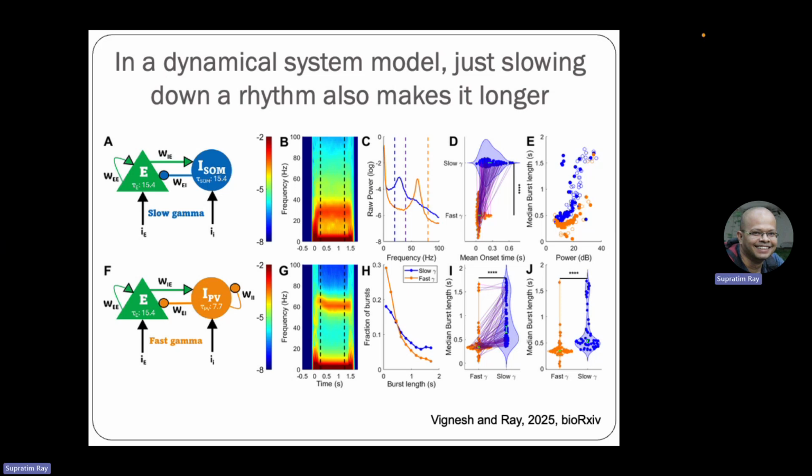Burst length here, this one is sufficient to increase the duration. So essentially, if you slow down a rhythm, it also becomes longer, which was not intuitive, but that's how the modeling works out. A slower rhythm will also be longer if it obeys this sort of an excitatory inhibitory mechanism that we are proposing.